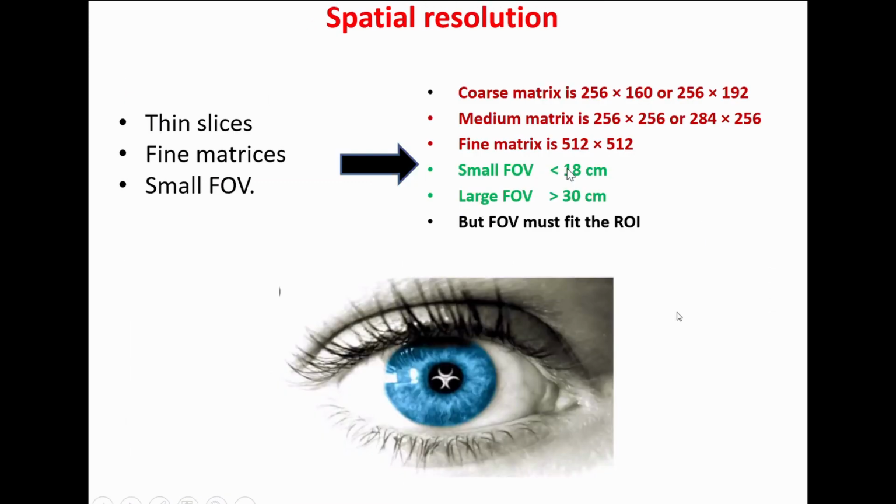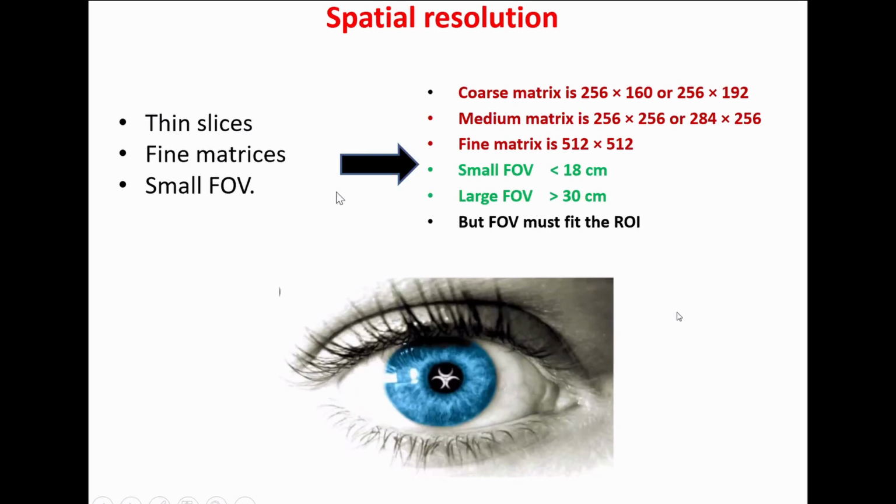The next is your spatial resolution. Spatial resolution, what do you mean by spatial resolution? It is the ability to distinguish two adjacent entities as separate, two different structures as two separate entities. Now, for that, you need to have thin slices, fine matrix, and a smaller FOV.